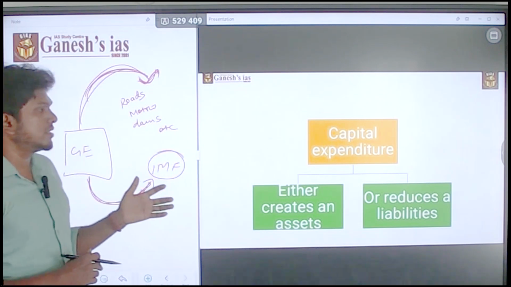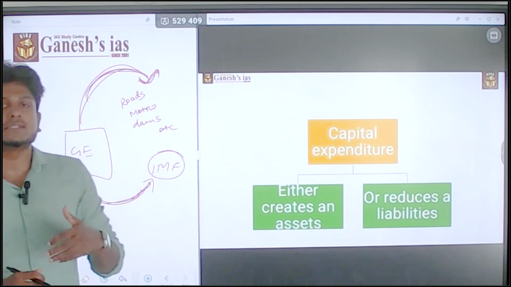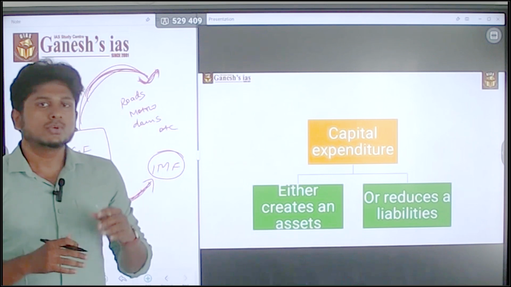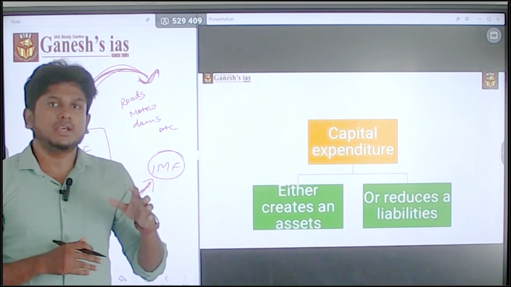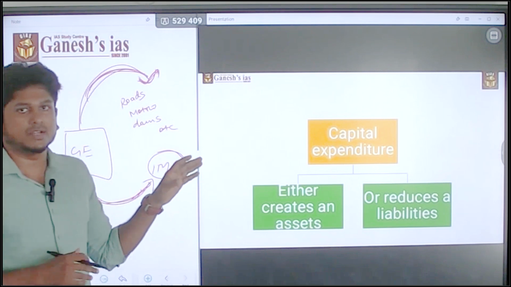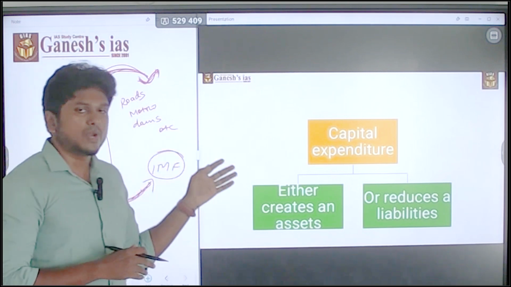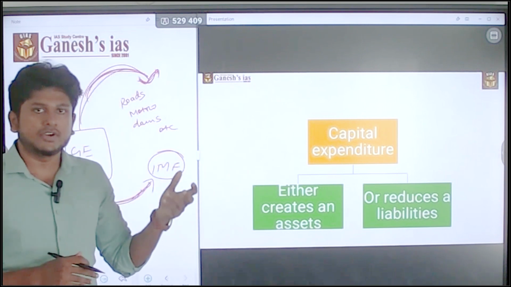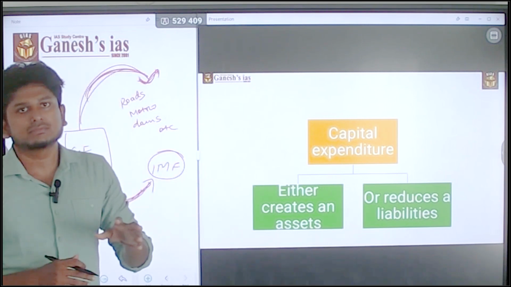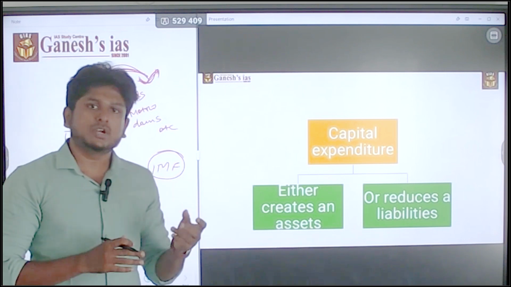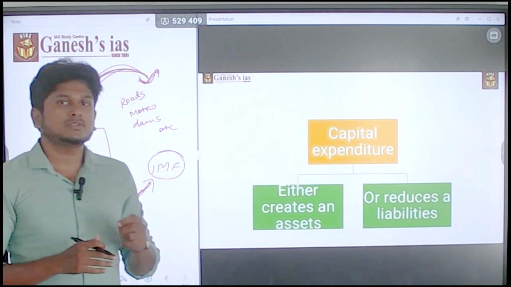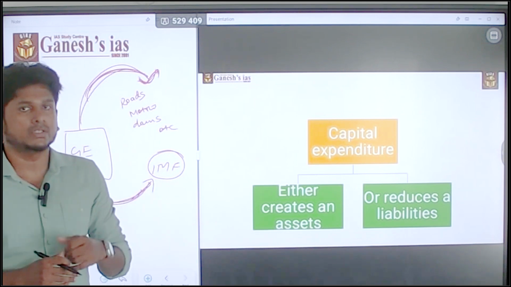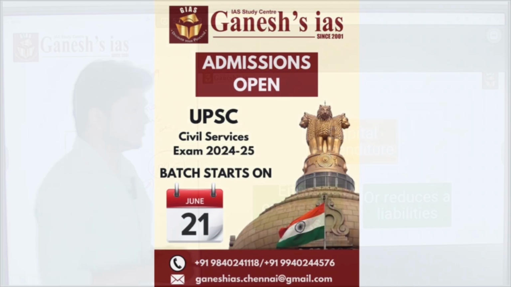So these are the things about what is capital expenditure and what is capital receipt, and totally it is called the capital budget. Here and there, every year there are 1 or 2 questions from public finance, either from capital expenditure, capital receipt, or else revenue receipt or revenue expenditure. So 1 or 2 questions will be asked by the UPSC. So concept-wise you need to be more clear on it. That is the more important thing. Okay, thank you.